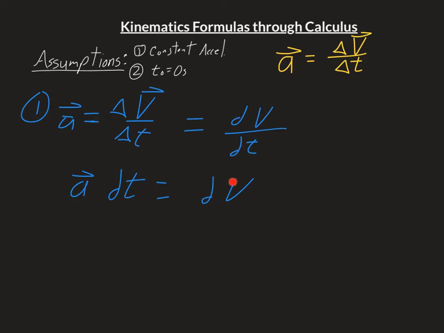Now that we have that, we can do an integral. So I'm going to go ahead and draw my integral sign. And for this one, I'm going to take it from time of 0, or naught time, to some time in the future. Of this one over here, I'm going to take it from my velocity initial to my velocity final. Okay? So this is two calculus integrals.